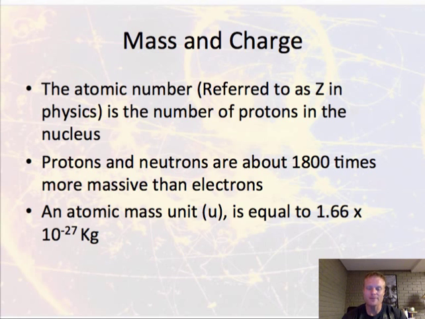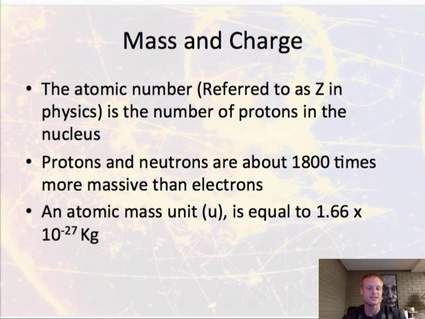The atomic number, which is referred to as the letter Z in physics, is the number of protons that you will find in the nucleus. And in terms of mass, protons and neutrons are quite a bit more massive than electrons. They're about 1,800 times more massive than electrons, so pretty incredible.